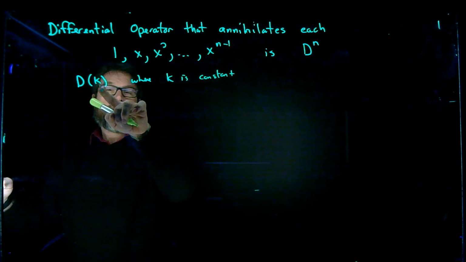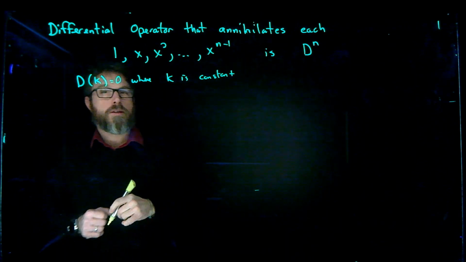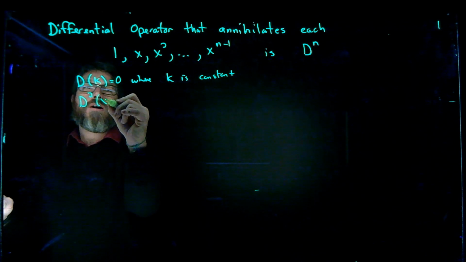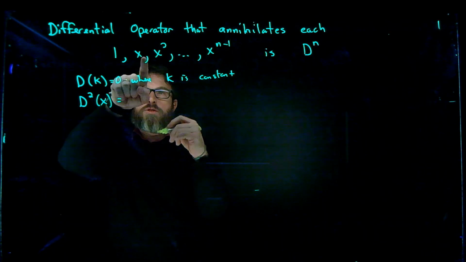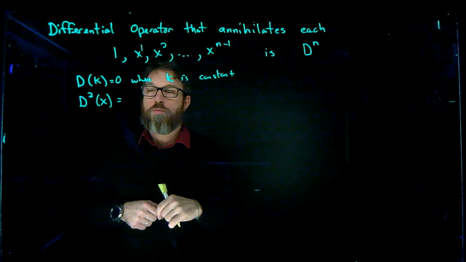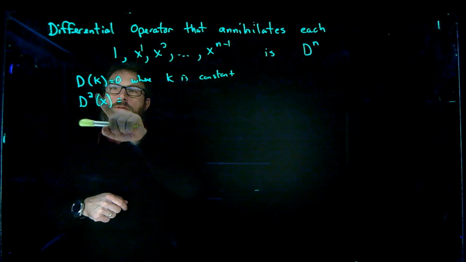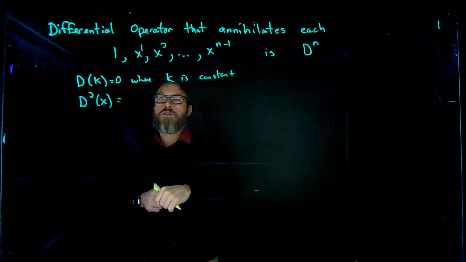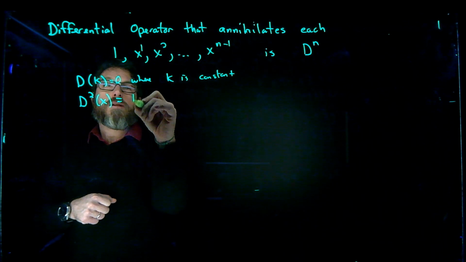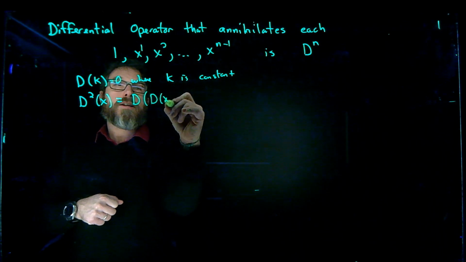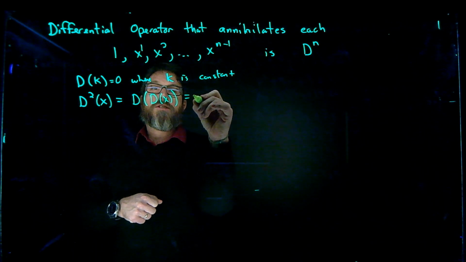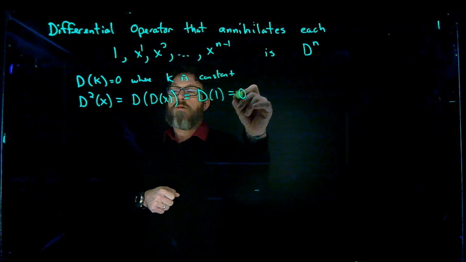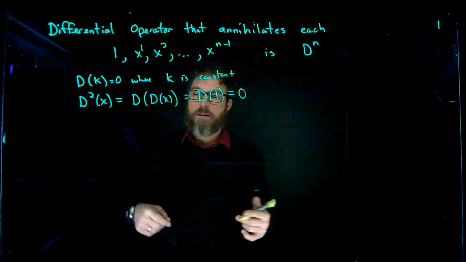I know the derivative of a constant is equal to 0. Similarly, if I take the second derivative of x, remember this would be x to the 1, so that means I'm using n equals 1. I have to use 1 bigger than this. So the second derivative of x is going to be the derivative of the first derivative of x. The first derivative of x is just 1, so this is the derivative of 1, and we know the derivative of a constant is equal to 0. So you can see that the second derivative annihilates x.